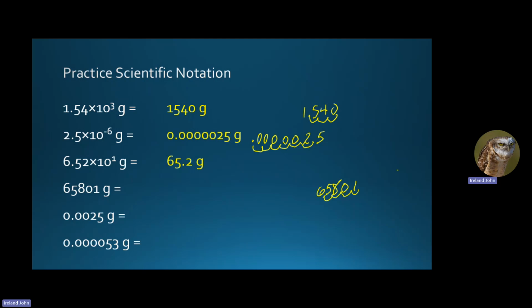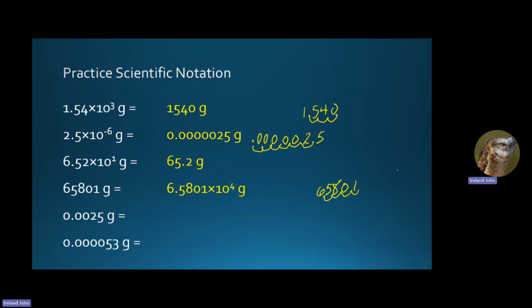Since it's a larger number, that's going to be a positive exponent, right? Remember, positive exponents mean larger than 1. Negative exponents mean less than 1, right? That becomes 6.5801 times 10 to the 4th.